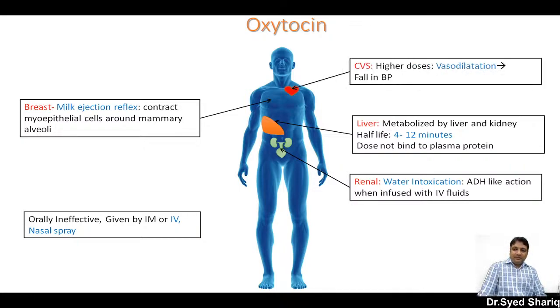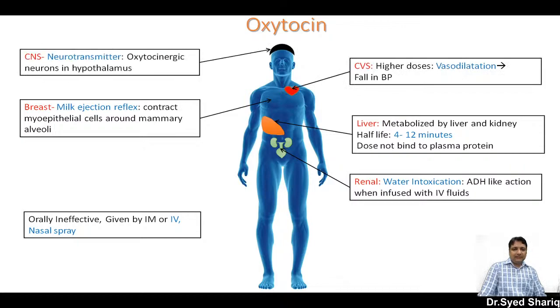Then in the CVS, it can cause vasodilation. Then there are some CNS effects also, which are not very important. The main thing is that the half-life is only 4 to 12 minutes. Therefore, it is given as an IV infusion, not as an IV bolus. It may be given as IM or nasal spray. Preparations are available, but still IV infusion is the mainstay of treatment here.